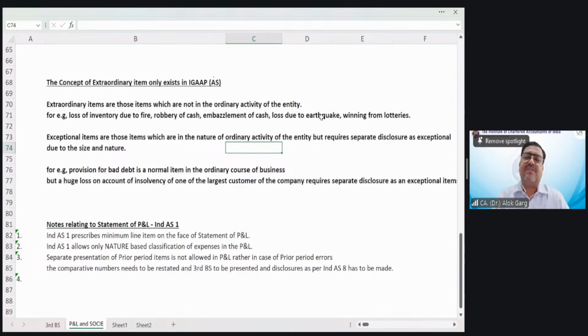So one of the major customers goes bankrupt, and the company has recorded a bad debt for that customer.